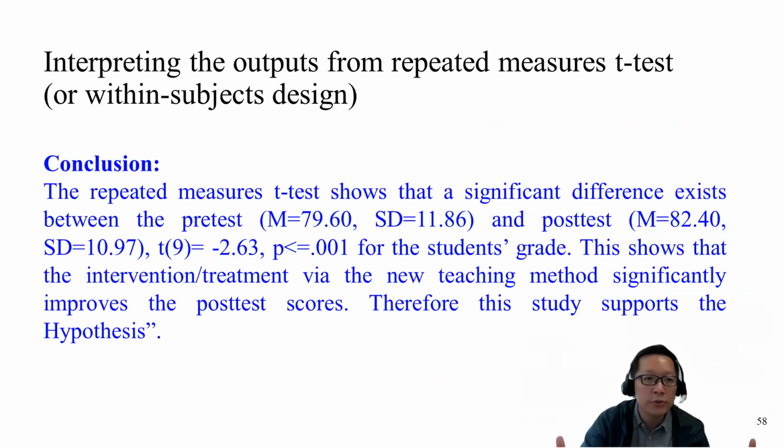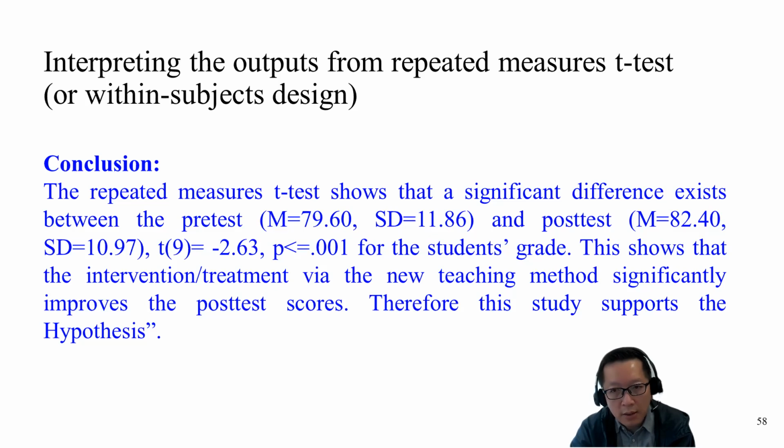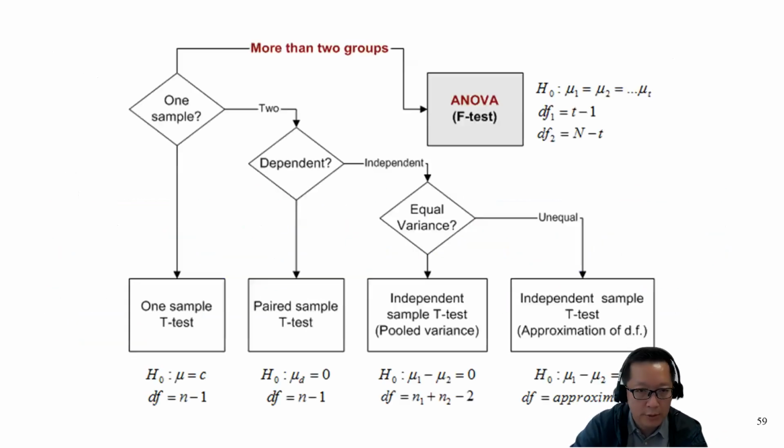And you can make a conclusion that the repeated measures t-test shows a significant difference between the pre-test, where you give the mean value and the standard deviation, and the post-test of what you have measured in terms of its mean value and standard deviation. You give the t statistics with the degrees of freedom and the t-value with the p-value, and you make a conclusion that this shows that the interventional treatment via the new teaching method significantly improved the post-test score, and therefore this study supports the hypothesis.